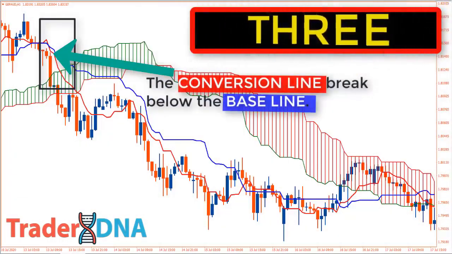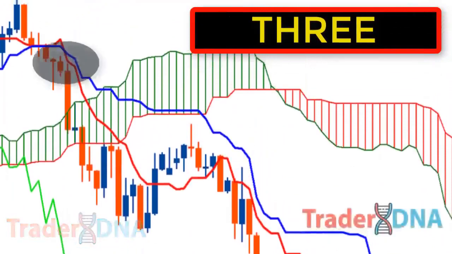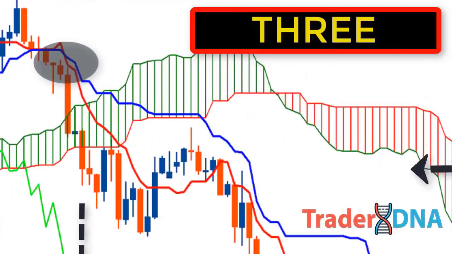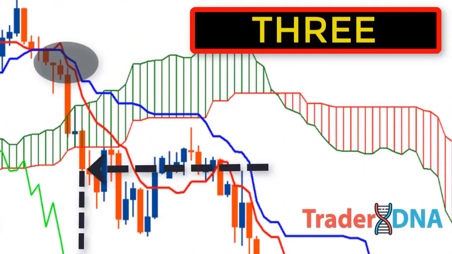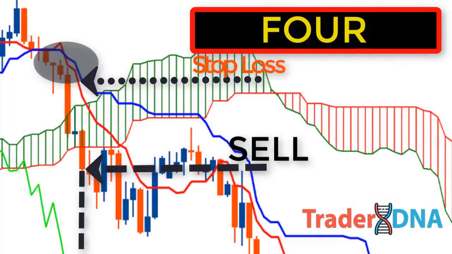Step 3. Sell at the opening of the next candle. So, after the crossover of the conversion line below the baseline and the price close below the Ichimoku cloud, we sell at the opening of the next candle. Step 4. Place protective stop loss above the baseline. The ideal location to hide our protective stop loss is above the baseline of the breakout candle.